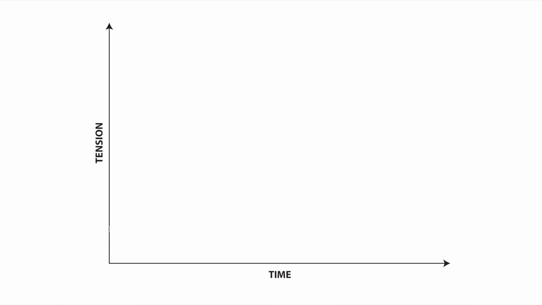The horizontal axis, the x-axis, is labelled time. This shows the time over which the story is happening. The 0 point is the very beginning of the story, before anything has happened yet.